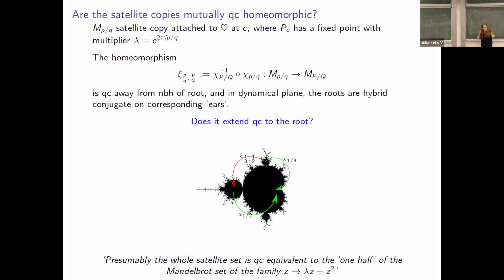So the idea is, here is not QC, and here is not QC. But if I look at this directly, can I extend it QC? This is the question. And it's a reasonable question because they do look alike, right? I mean, geometrically speaking, there's no cusp, no angle.